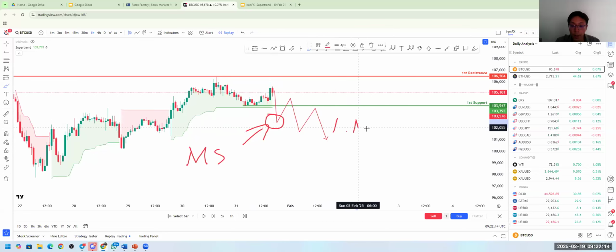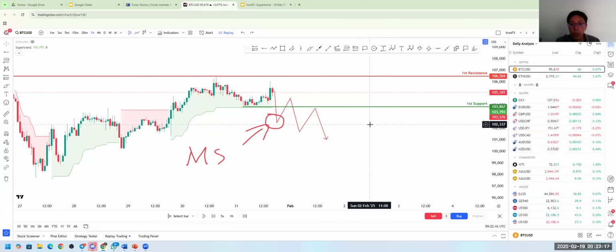So first step, MSS. Wait, let me type it up. I think typing is easier. First step.